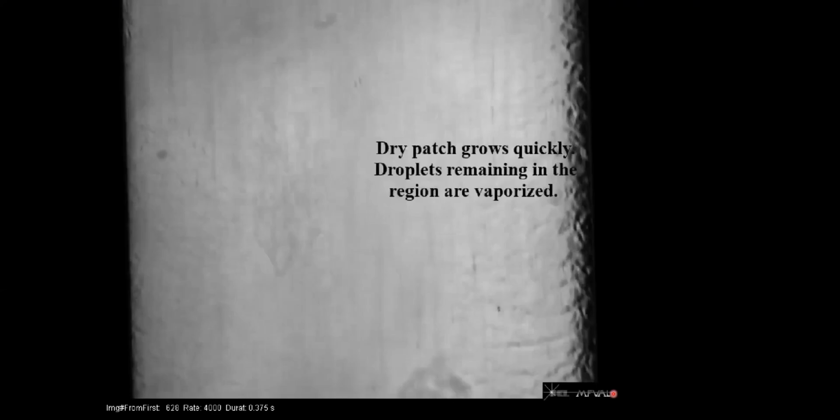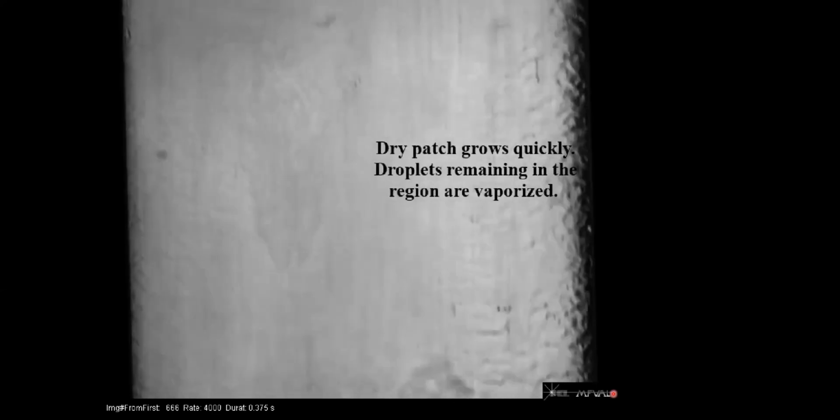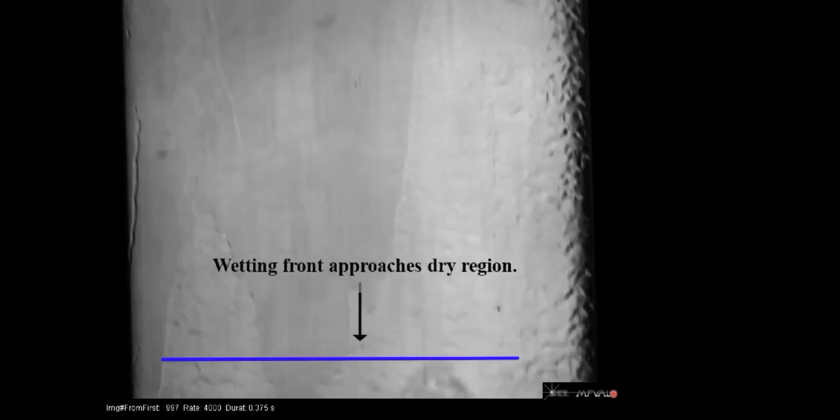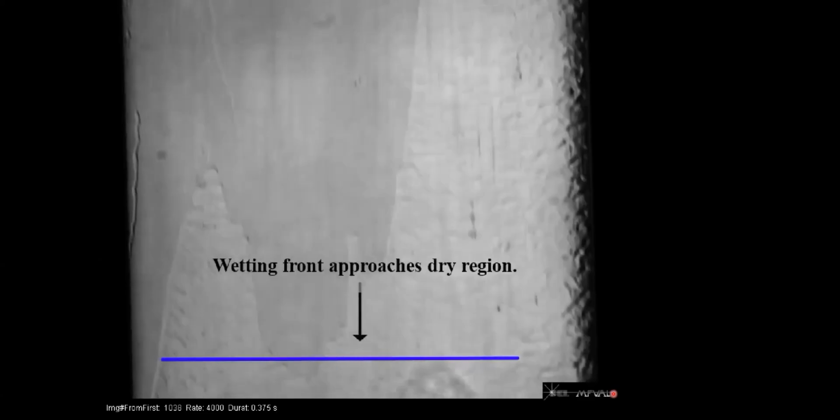A second dry region forms, and the two dry regions coalesce into a single dry region which grows quickly in the streamwise direction. At this point, nearly the entire heated surface is dry. The blue line drawn on the bottom here indicates the arrival of a wetting front. At this point, the frame rate is decreased to 6 frames per second to account for the difference in time scales between the dryout and re-wetting events.